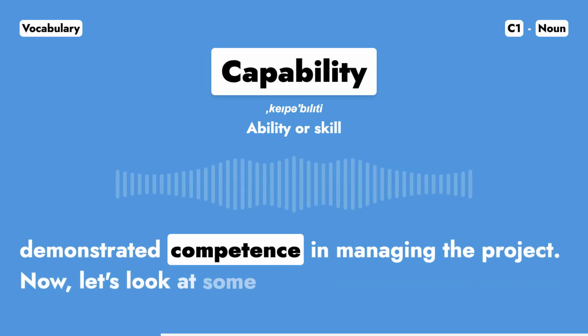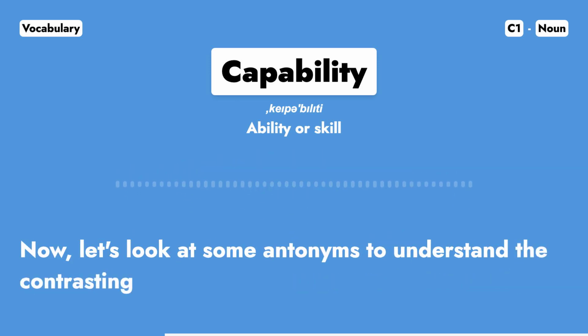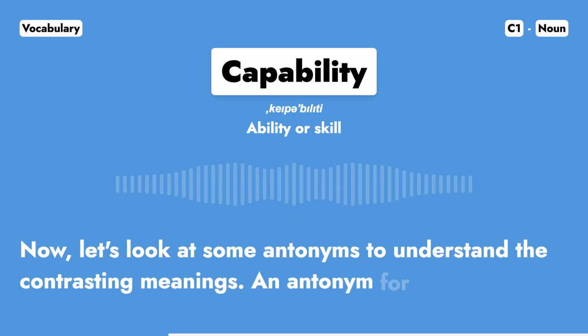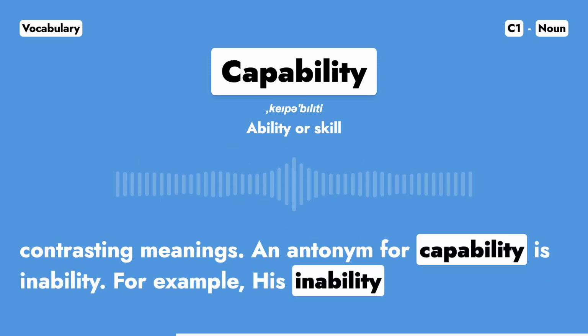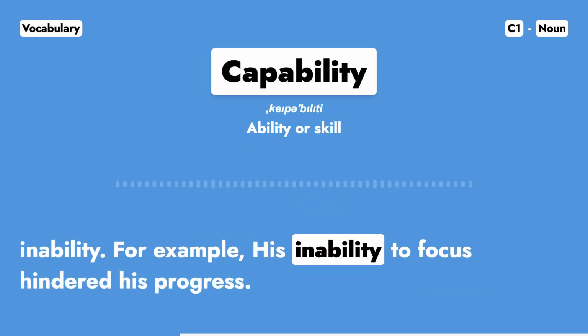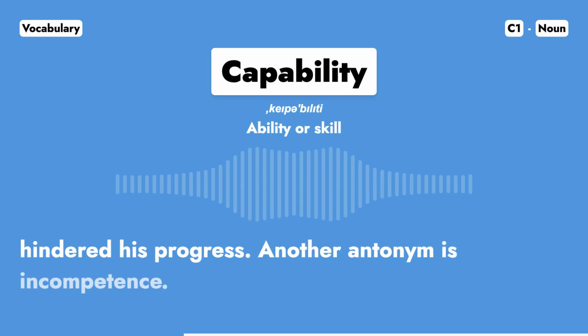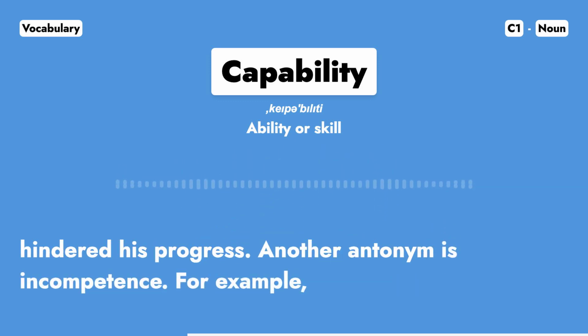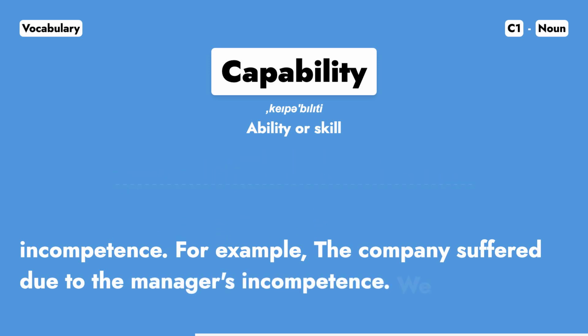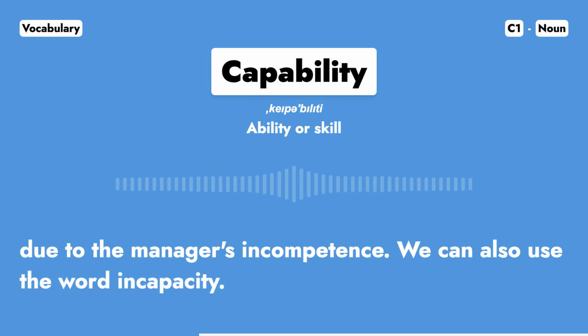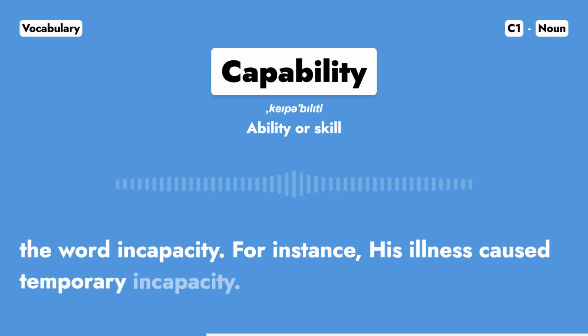Now, let's look at some antonyms to understand the contrasting meanings. An antonym for capability is inability. For example, his inability to focus hindered his progress. Another antonym is incompetence. For example, the company suffered due to the manager's incompetence. We can also use the word incapacity. For instance, his illness caused temporary incapacity.